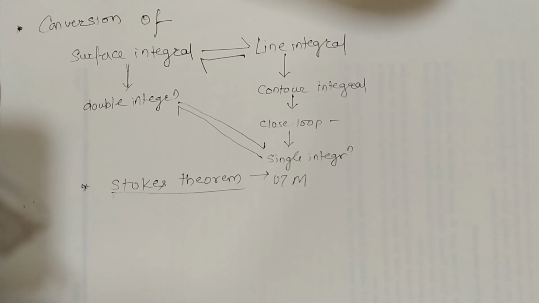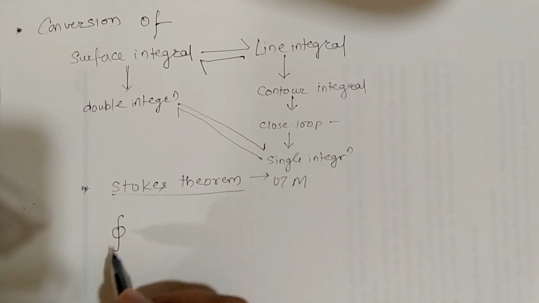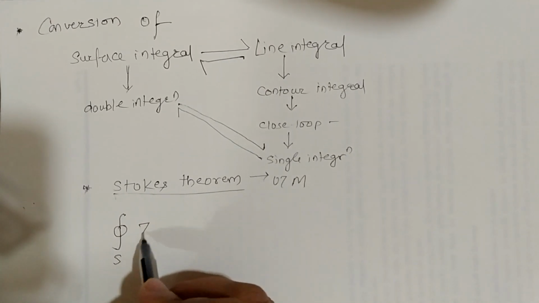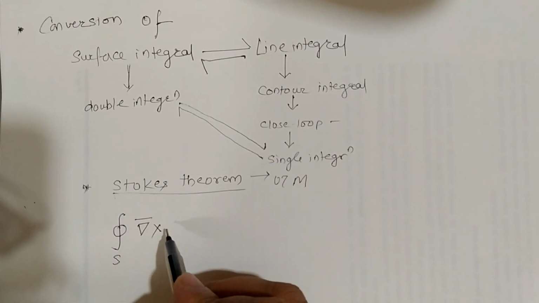So let us first see what the Stokes theorem states. Stokes theorem states that what? Surface integral. So this surface integral is generally denoted by this one. So surface integral of what? Curl of a vector.